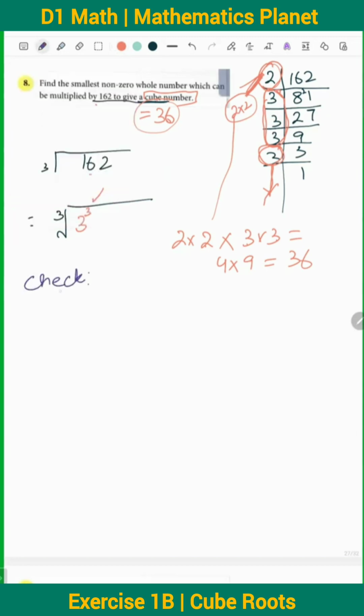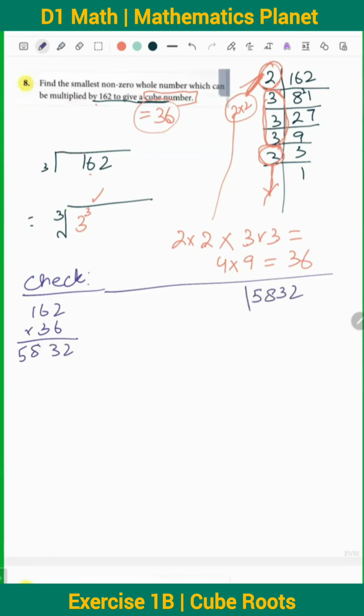Okay. Multiply 162 by 36. Tell me what you will get. Multiply fast. 162 times 36. Did you get 5832? 5832. Okay. Now 5832. Let's do the prime factorization.